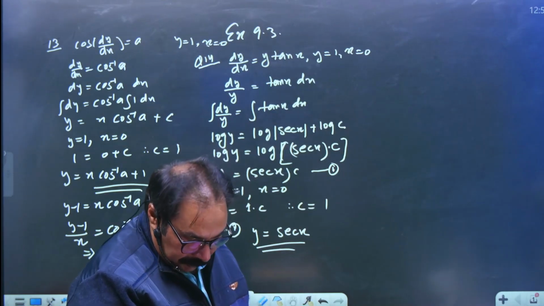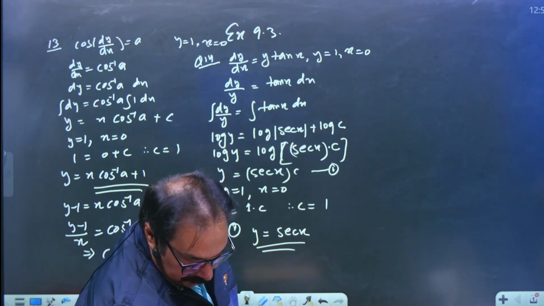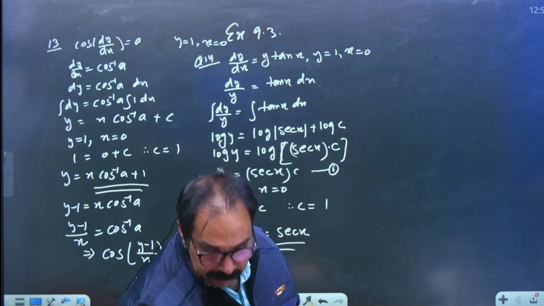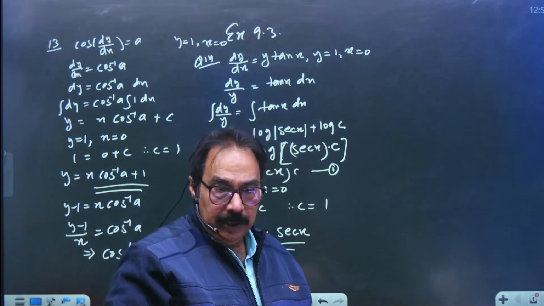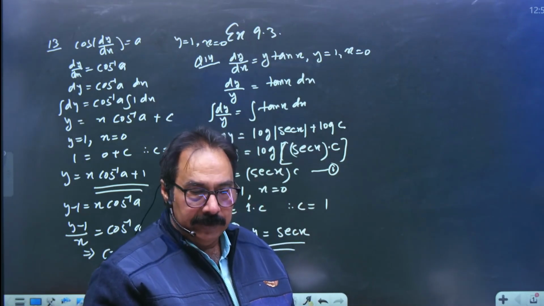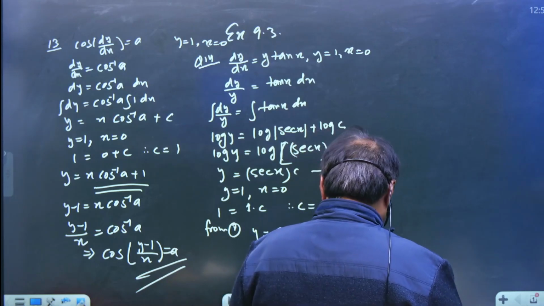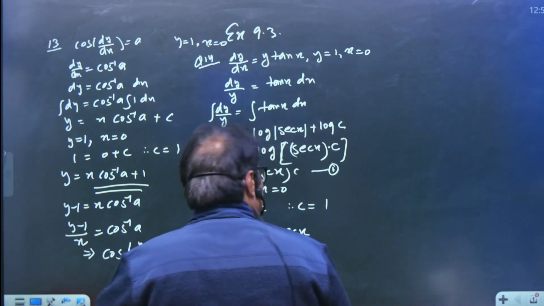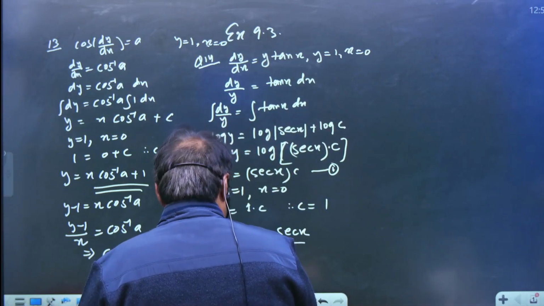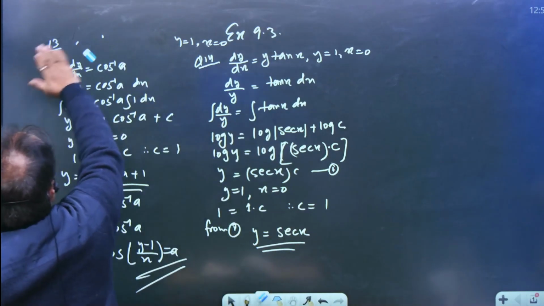Now the next question is, find the equation of the curve passing through the point 0, 0. Passing through the point 0, 0 means the value of x is 0 and y is 0, whose differential equation is given. Okay. So question number 15. So for question number 15, let me erase. Then we will start question number 15.